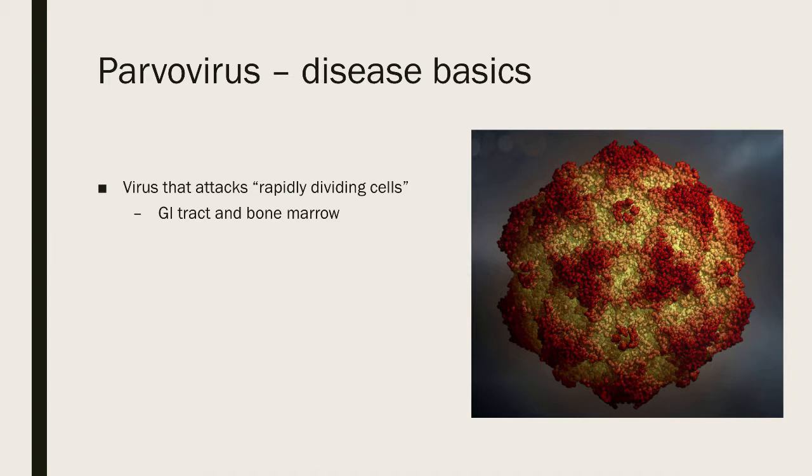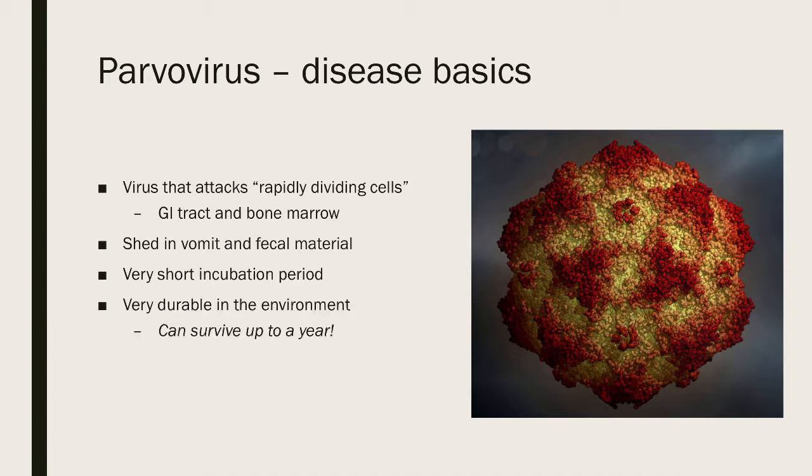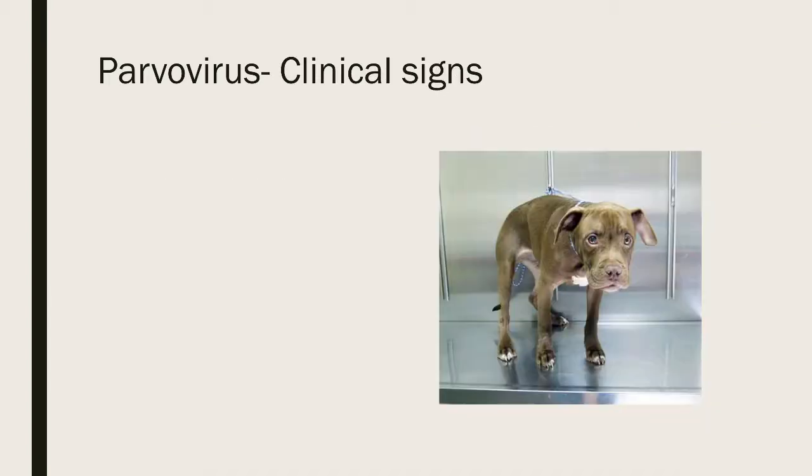So in most cases, that's the GI tract and the bone marrow, which is why we get the signs that we do that we'll go on to talk about in a minute. It's shed in the vomit and the fecal material, which also gives you an idea of where we're headed for what the clinical signs are. Has a pretty short incubation period. Usually it's somewhere between 3 and 5 days, maybe 5 to 7, but it can be as long as 2 weeks. Parvovirus is kind of a booger in that it can actually survive up to a year, sometimes even longer in the right environment, the right kind of circumstances.